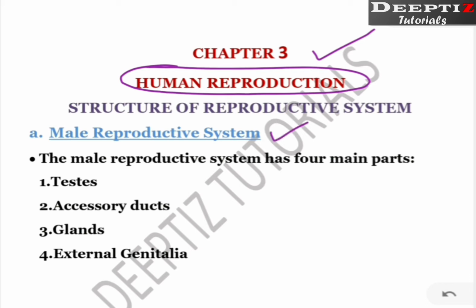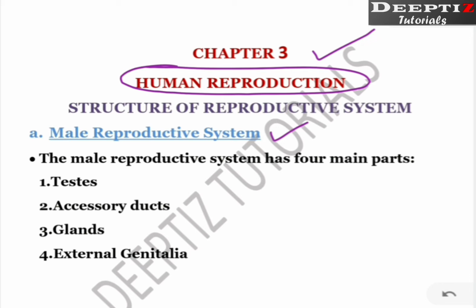In this entire chapter, we will be studying male and female reproductive system, production of male and female sex cells, and the development of embryo or the human fetus, right? These many things we will be discussing in detail, but in this lesson we are starting with male reproductive system.